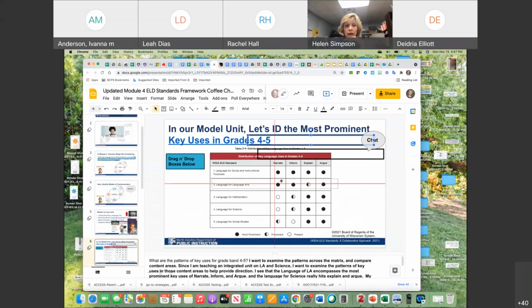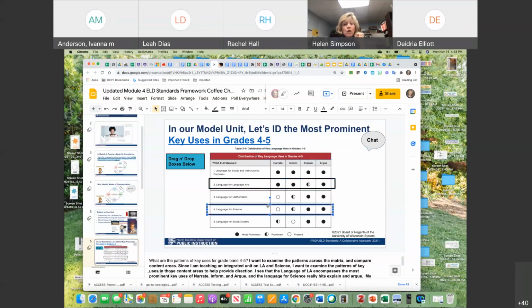And so when I look at the language of language arts, I see narrate, inform, and argue as being the three most prominent. And then when I think about my learning activity of writing an infographic, we'll come back to what you think the key language use would be. And then I'm just going to drag this on down for the language of science, because if you recall, we watched a video on circuit diagrams, and then the learning activity that was connected to that piece of the unit was students would explain to a partner how a circuit diagram worked.